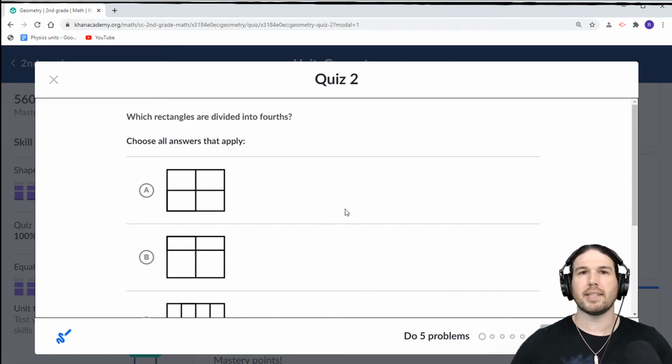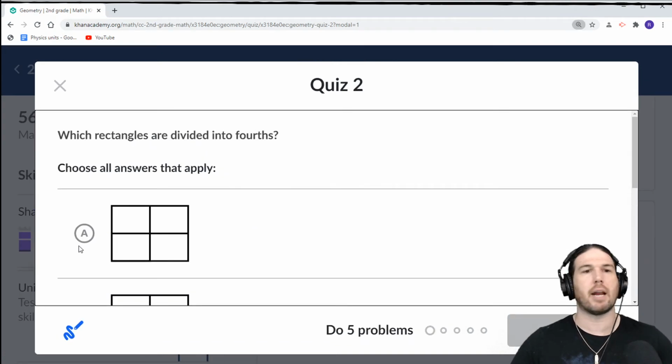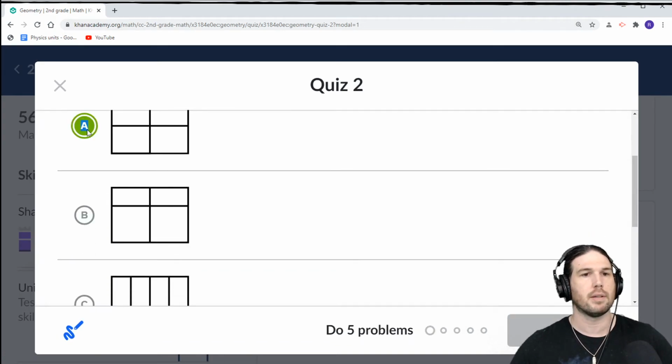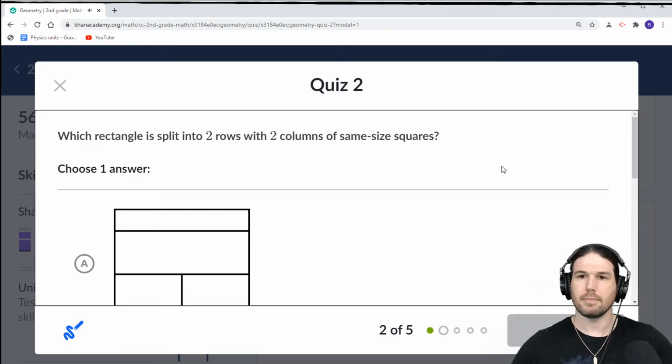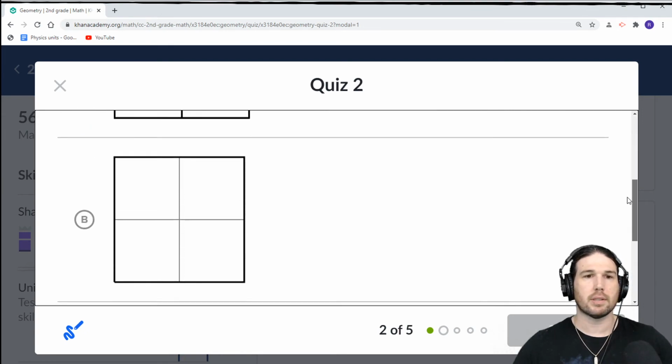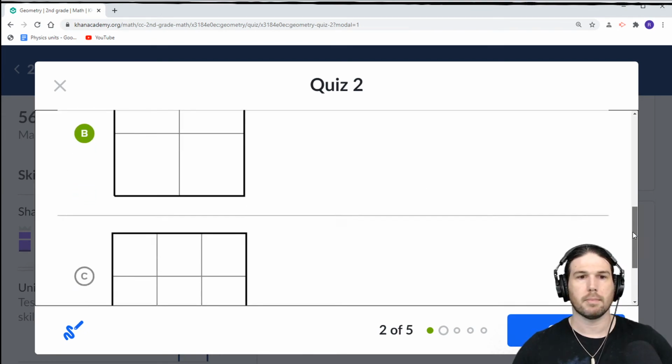And since this is a quiz and we've already talked a lot about this, I'm just going to kind of burn through this. That's fourths. That's fourths. And that's it. We want 2 rows and 2 columns. That would be B.